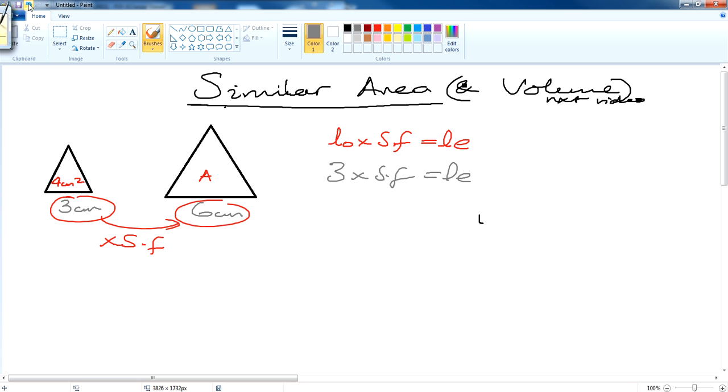Okay, now the length enlarged is equal to 6. So the scale factor is nice and straightforward. It is equal to 2. So scale factor is 2. Now, if we're going to work out the area, we start off with 4 centimeters squared, and that goes to the area enlarged.